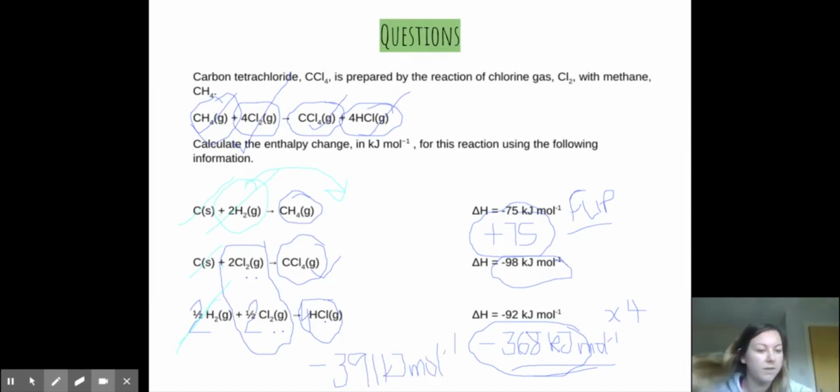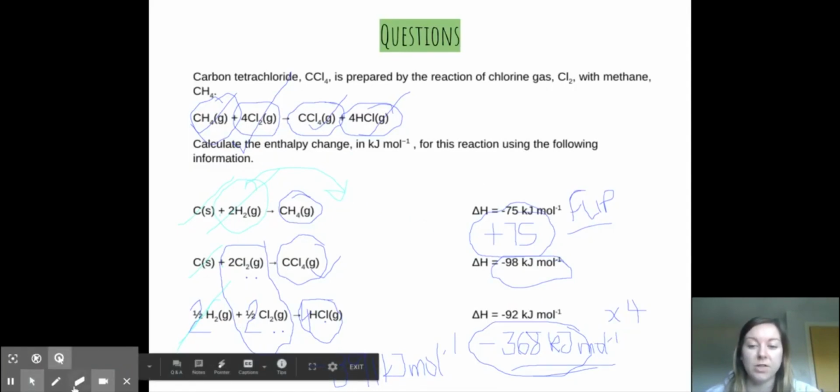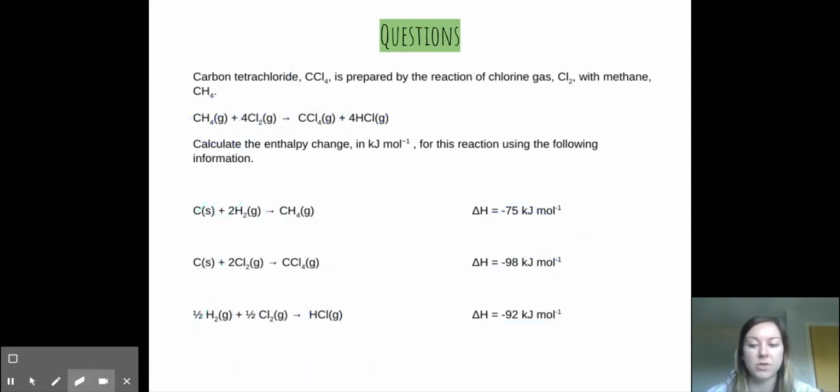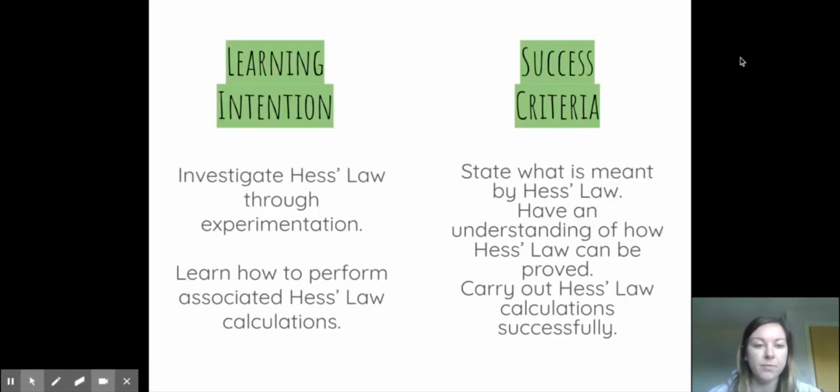Very well done if you're getting these right. These can be quite tricky to pick up the first time you do them because it's something completely new. We've never done calculations like this before where you have to manipulate things and multiply them by 2, etc. So really well done if you're getting these correct.